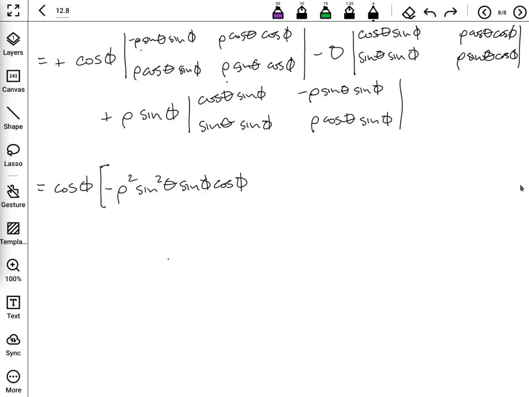Okay, so let me make sure I did that multiply right. Rho times rho gave me rho squared. Sine times sine gave me sine squared. Then I have sine phi, cosine phi. Cool. And then I subtract, multiplying the other direction. So I'm going to have rho times rho gives me rho squared. Cosine times cosine gives me cosine squared. And then I again have that cosine phi, sine phi.